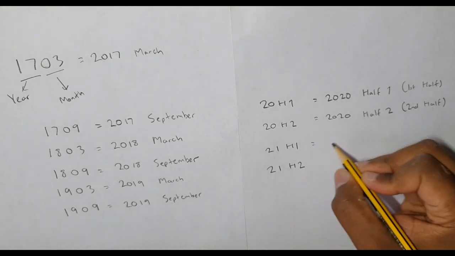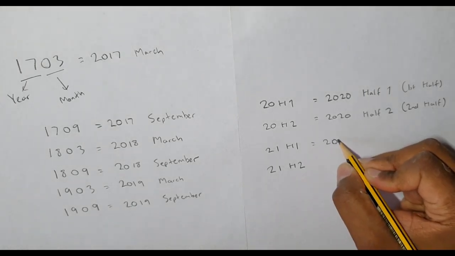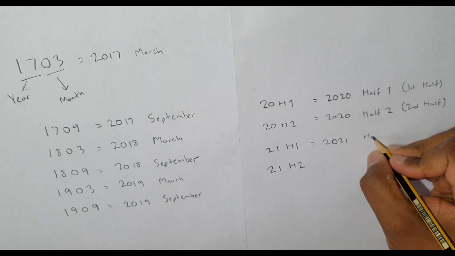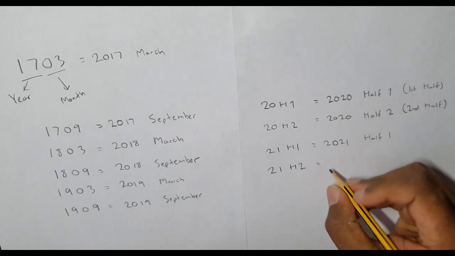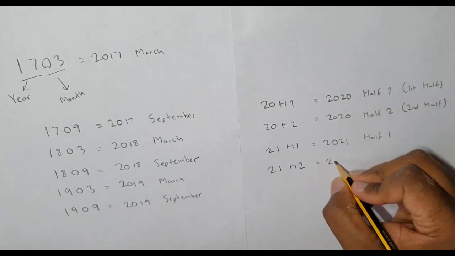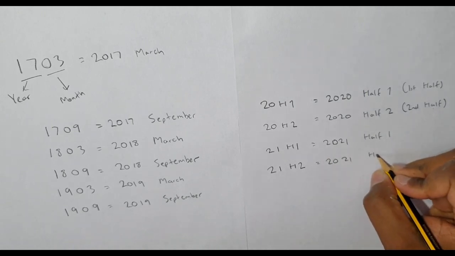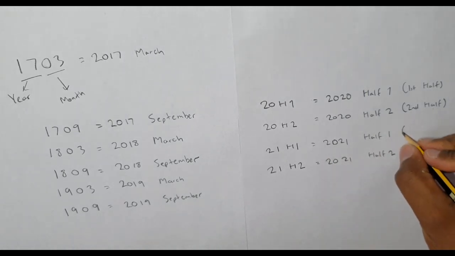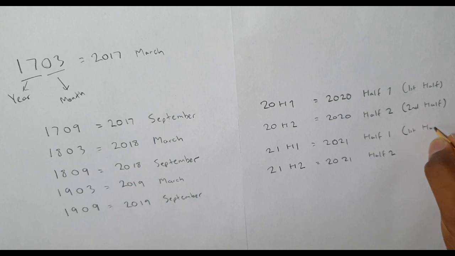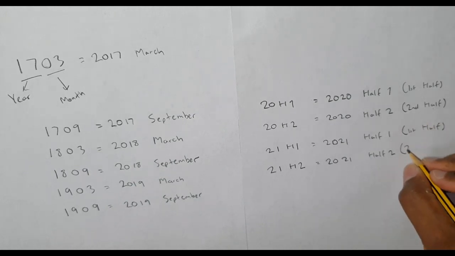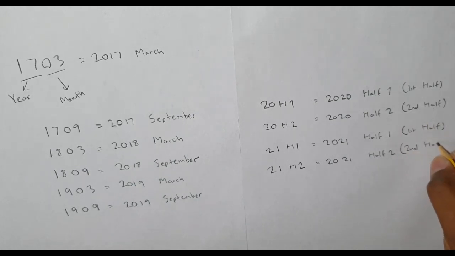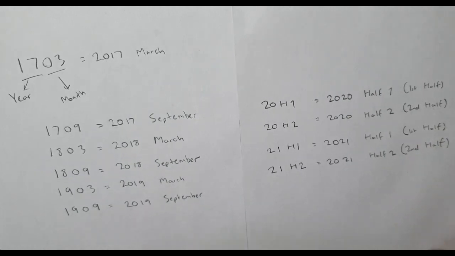So let's do the rest here. 21H1 is 2021 half one, and 21H2 is 2021 half two, first half and second half. So that's what it means.